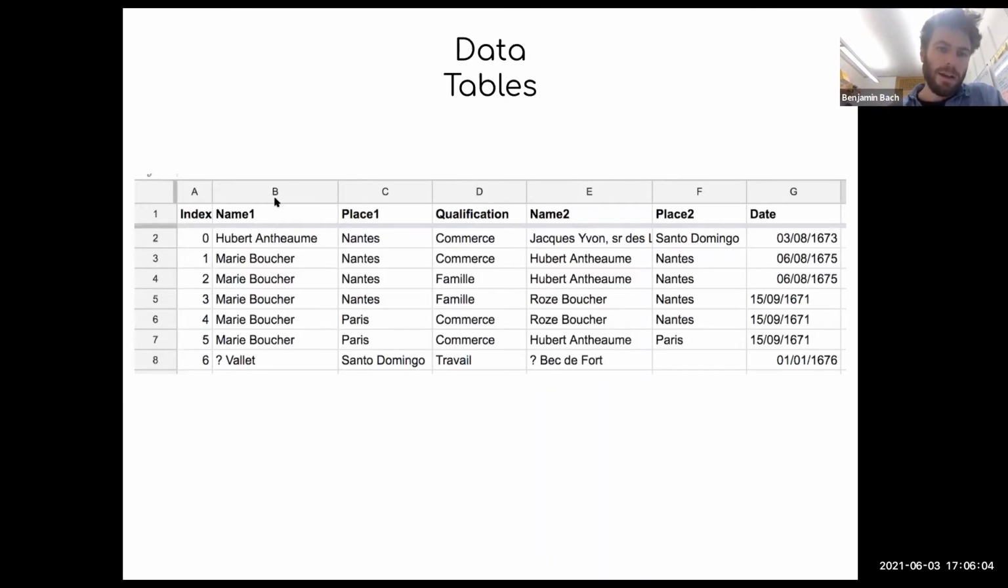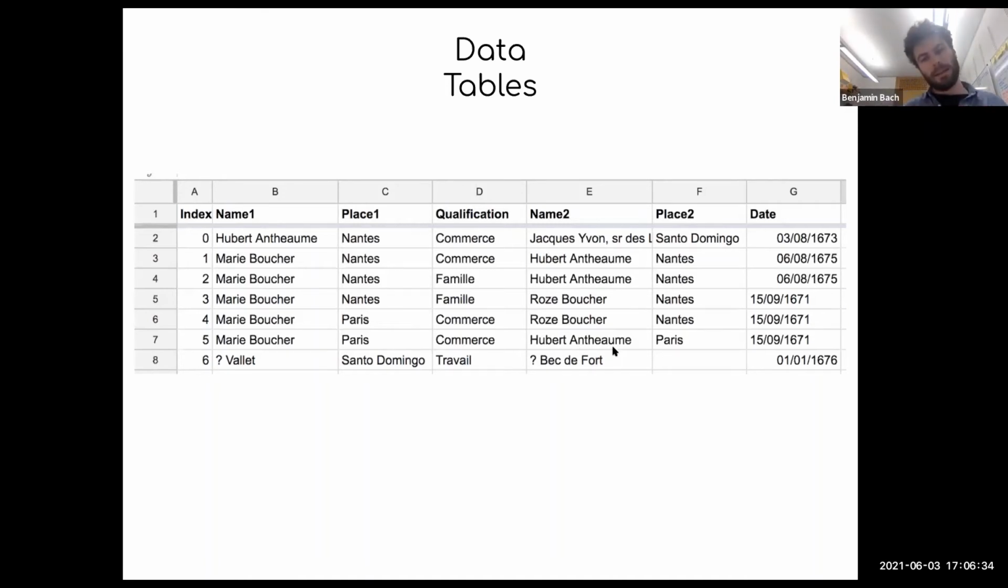So we have our one node, basically, node 1, that is connected. Hubert Tom is one of the persons. And Hubert Tom is in Nantes at the time that he writes a letter about commerce to Jacques Yvon, who is in Santo Domingo in the Caribbean. And the letter has been sent on the 3rd of August, 1673. And so we can see we have a couple of links here.